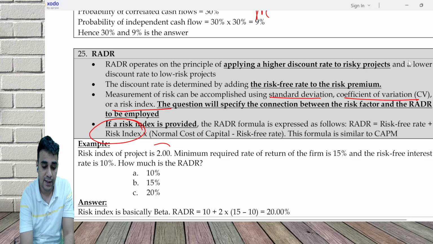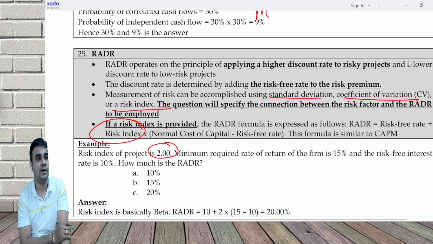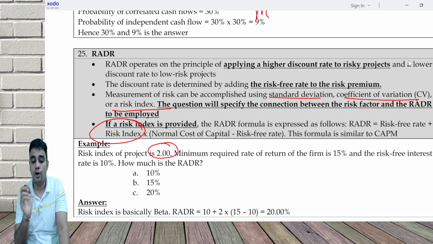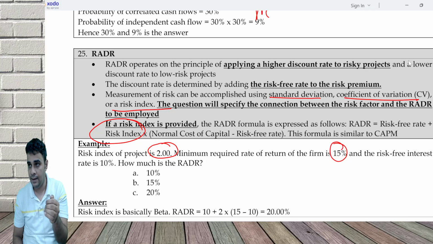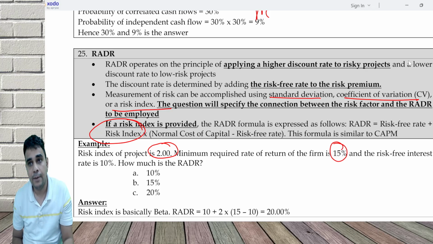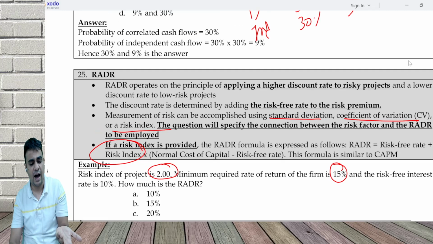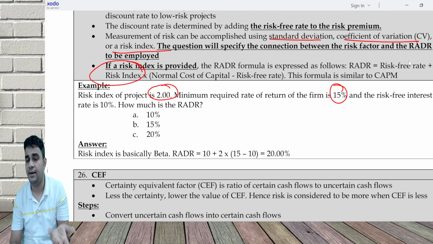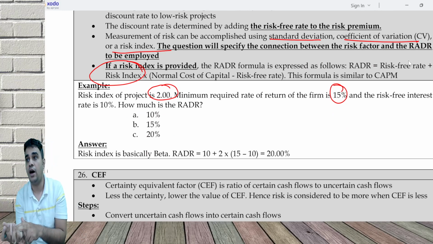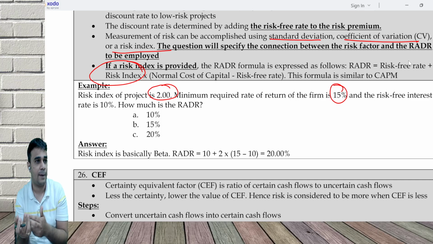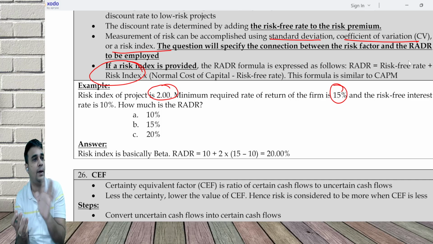Example: the risk index of a project is 2 times. The normal return I need is 15. So RF 10 plus 2 into 15 minus 10 is the RADR. Now, once the RADR is calculated, you have your cash flows either given in the question, or if not given, you follow the basics of capital budgeting, calculate the cash flow, and then do NPV. The only rule is the discount rate cannot be the same.